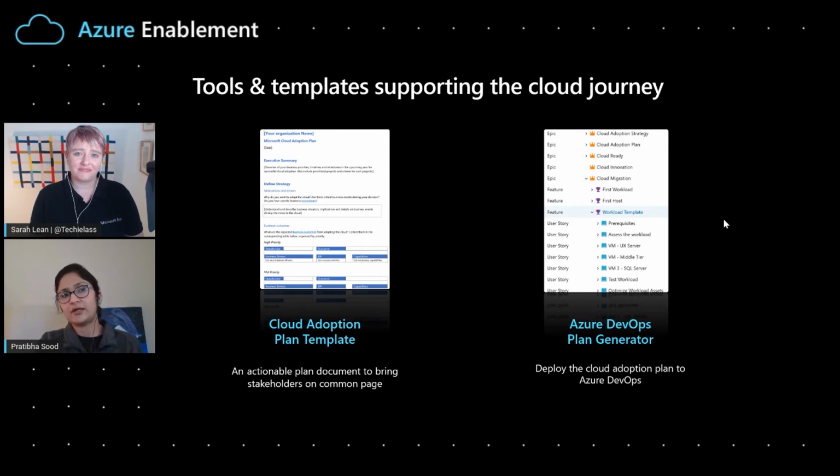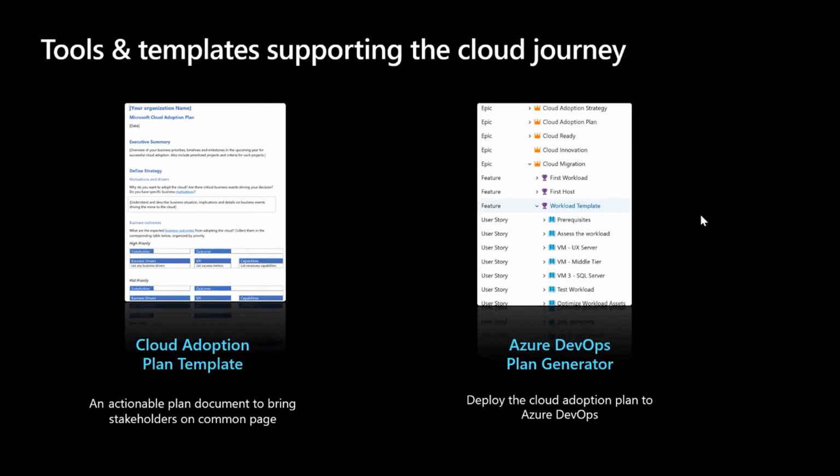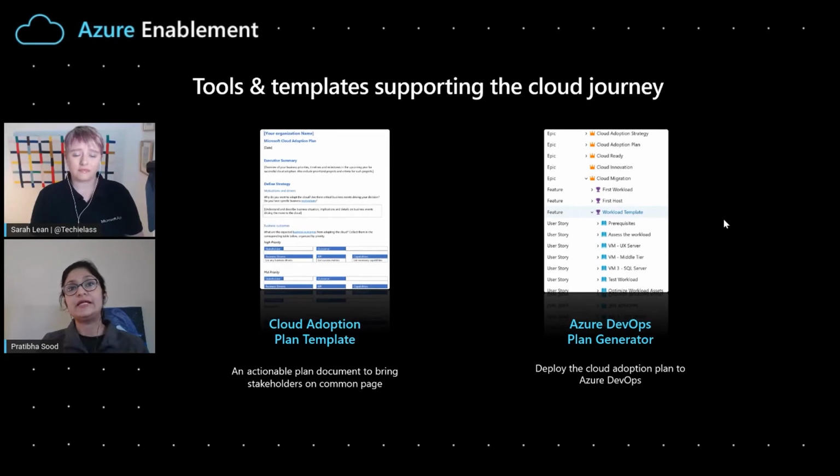And once you have that cloud adoption plan template, what you can do is deploy it onto Azure DevOps. And we have another tool called the Azure DevOps Plan Generator, which takes that cloud adoption plan template and makes it actionable in Azure DevOps. So just like any other project in Azure DevOps, it will be trackable, it will be completely visible to all your stakeholders in the organization.